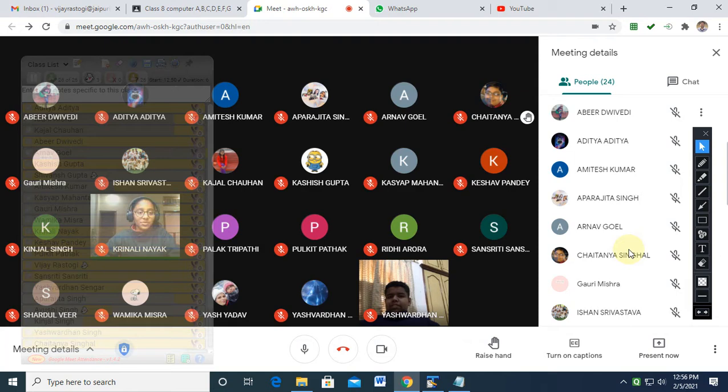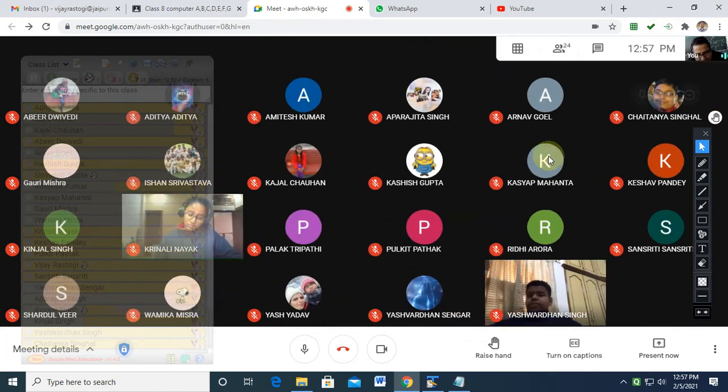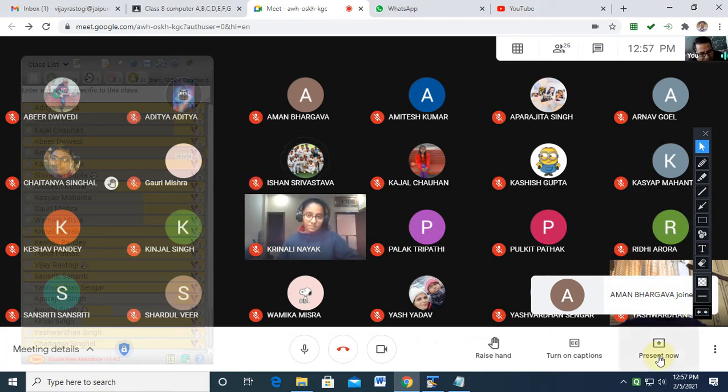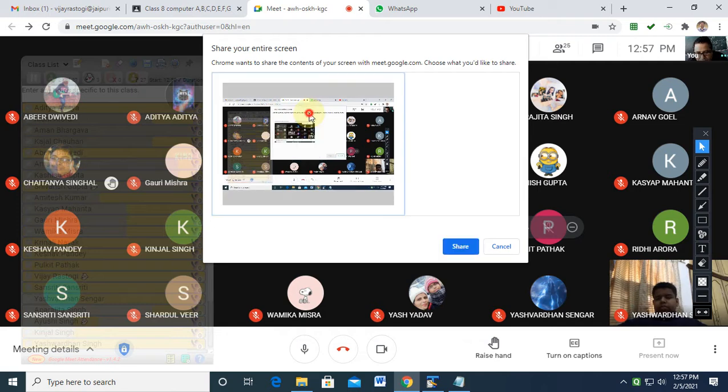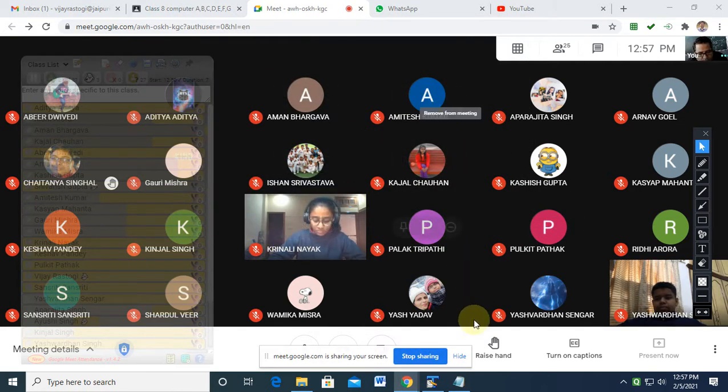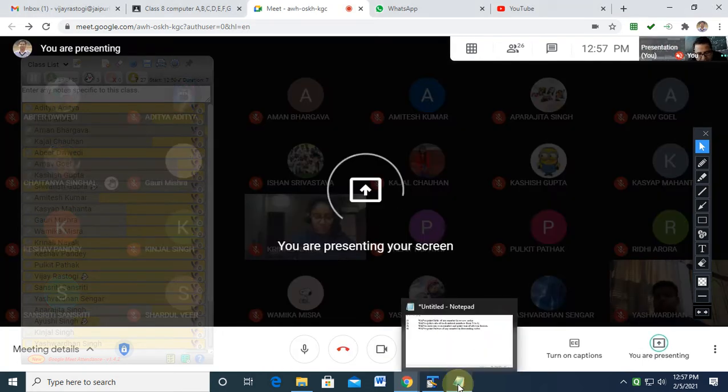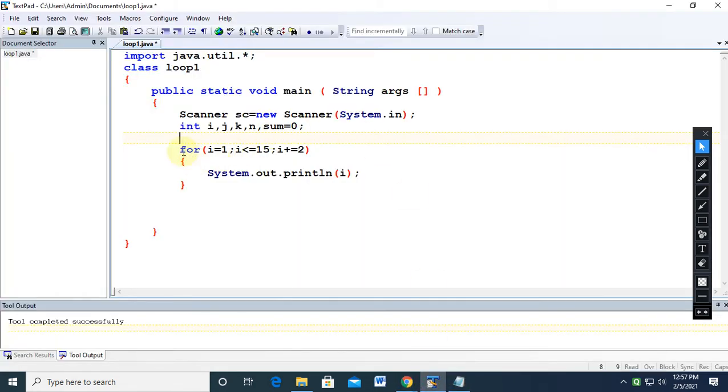In today's class, first of all we will start from the last homework. Let me explain the last homework, that is: enter a number and print its factors. I hope everybody knows about factors. Everybody has studied them in maths, right? The same concept we are going to implement in Java also. So let me share my screen. I hope my screen is clear.